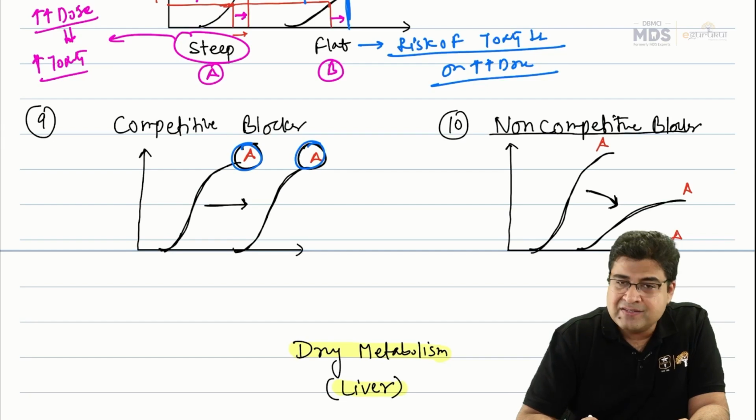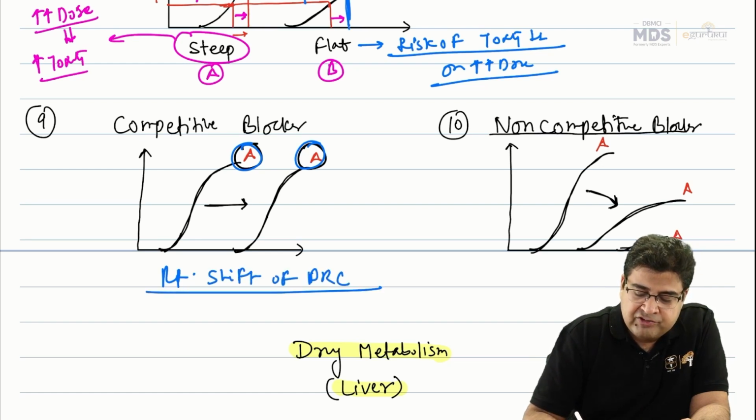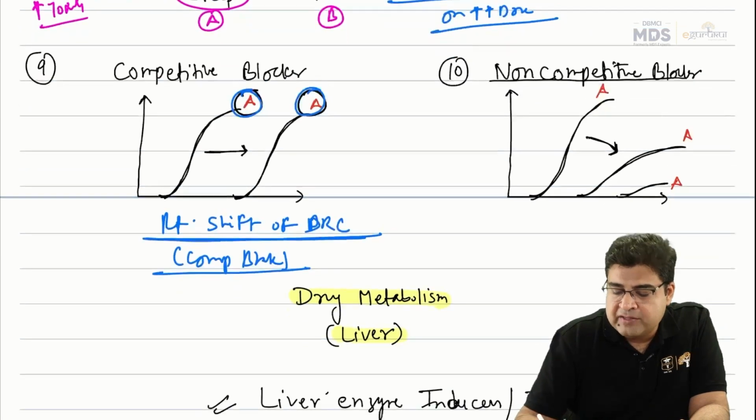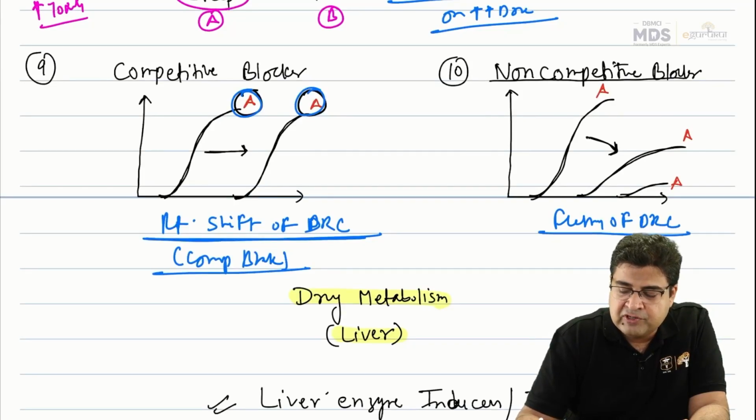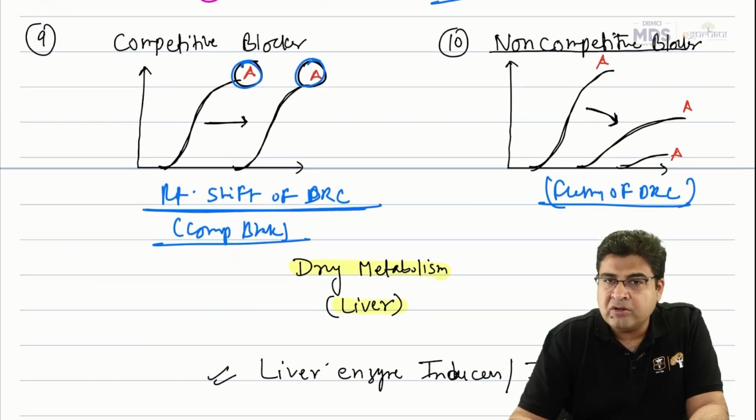you can see the shift of the position of the DRC. Here the DRC of drug A is shifting towards the right side. We call it a right shift of the DRC, and this right shift is a property of a competitive block. And when there is a flattening of the DRC, this shows you the non-competitive block.